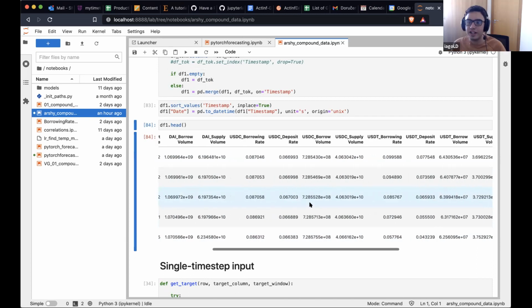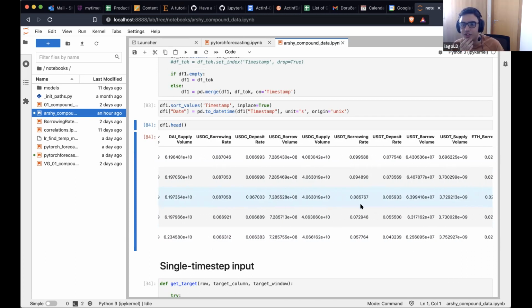I think the best practice would be separating the time series for tokens, using the group ID parameter, just using the token symbol as the group ID, and then putting every variable as unknown. I think that's what makes sense to me, and then see what the model will produce. That's something I can do asynchronously.